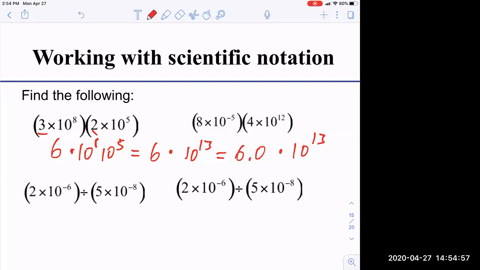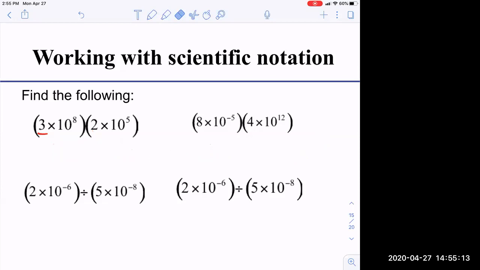And that has to do with the fact that we want our decimal place 1 to the right of the 6, so that 0 kind of demonstrates that. So a really big number. Let's do this next one.